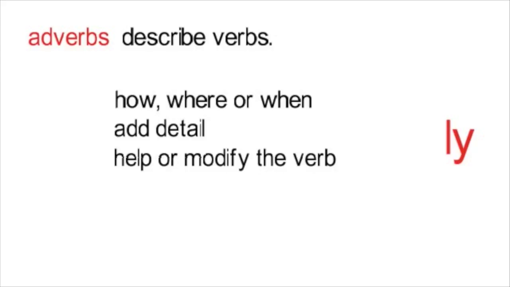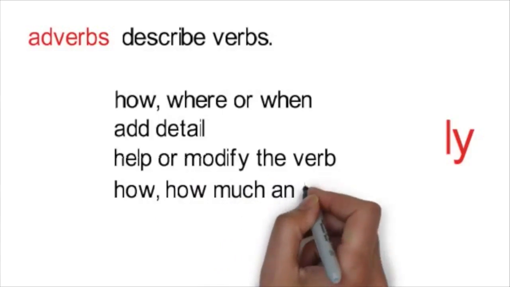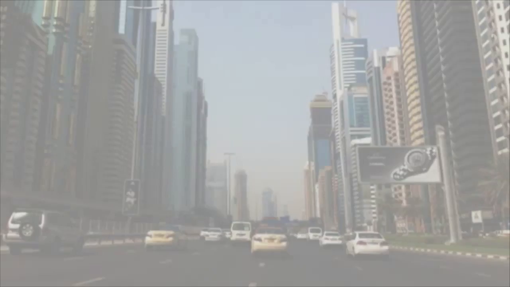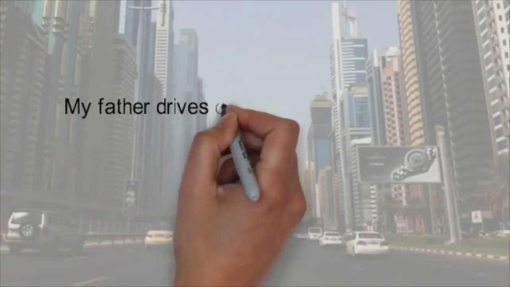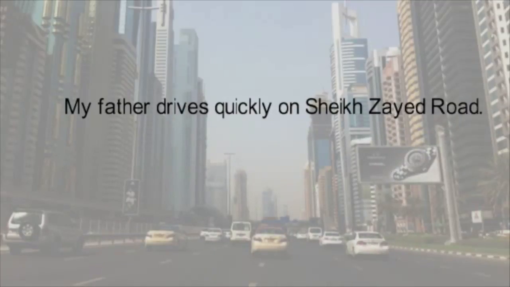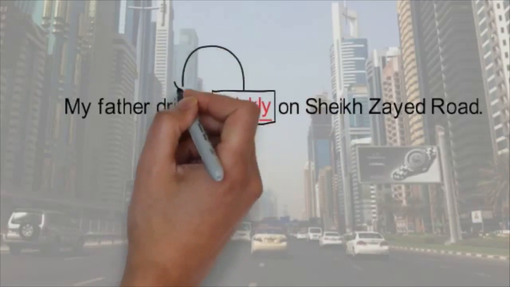Adverbs, like adjectives, also help make our sentences interesting. They describe how much, and how often something is done. Now, let's look at a few examples of sentences that have adverbs in them. My father drives quickly on Sheikh Zayed Road. In this sentence, quickly describes how my father drives.